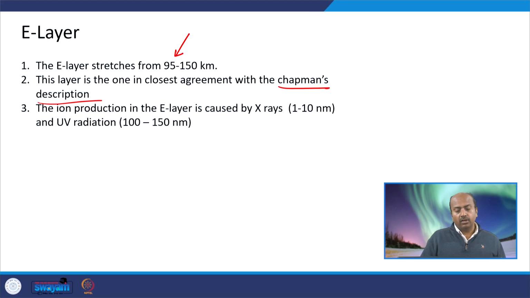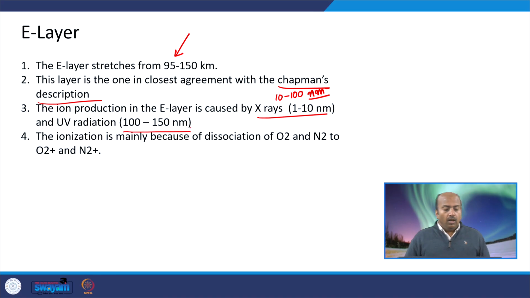Okay. So, the ion production in the E layer is caused by X-rays, we have already seen 1 to 10 nanometers, and far ultraviolet radiation between 100 to 150 nanometers. The extreme ultraviolet radiation is between 10 to 100 nanometers generally. So, 1 to 10 nanometers is highly energetic, and then ultraviolet radiation between 100 to 150 nanometers. The ionization is mainly because of the ionization of O2 and N2 to O2+ and N2+.